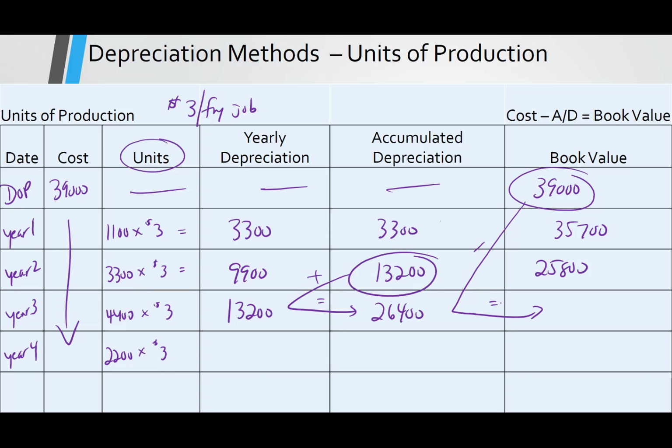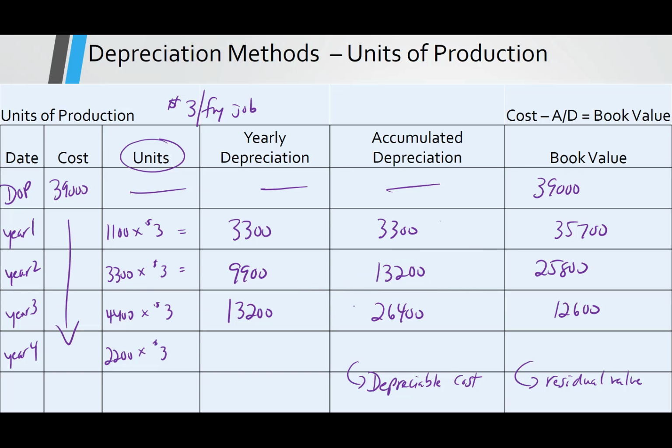Okay, so I would challenge you here. Hopefully you can see that in this particular case, we know that this needs to be our depreciable cost, and we know that this needs to be our residual value. So let's see if it works out. We know this needs to be 33,000, and we know this needs to be 6,000. So let's see what happens. 2,200 times $3 is 6,600. Notice that we take this plus that to get 33,000, and that works out. And then we take the 39,000 minus the 33,000, and that does equal our 6,000 residual value.